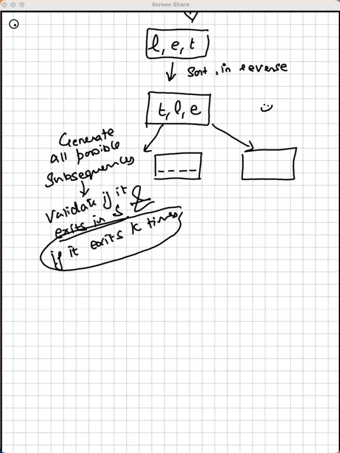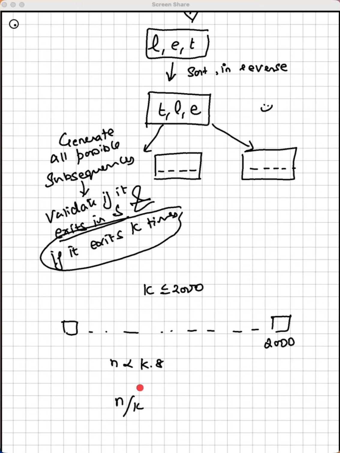Let us also really quickly talk about the constraints right now to understand how this is going to work. What the constraints say is that k is less than or equal to 2000. That means at max I might want my subsequence to repeat 2000 times. Another thing that they tell us is that n is less than k times 8, which means n by k is less than 8.